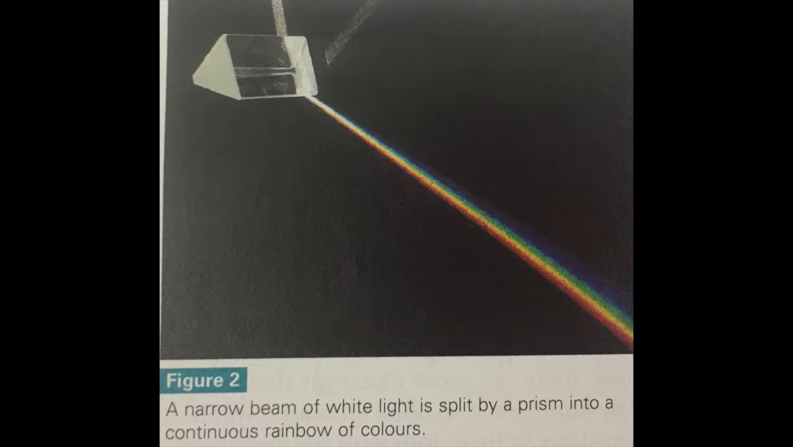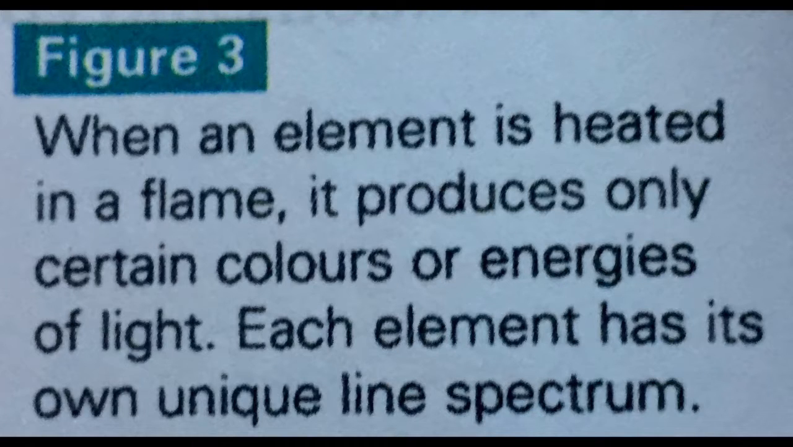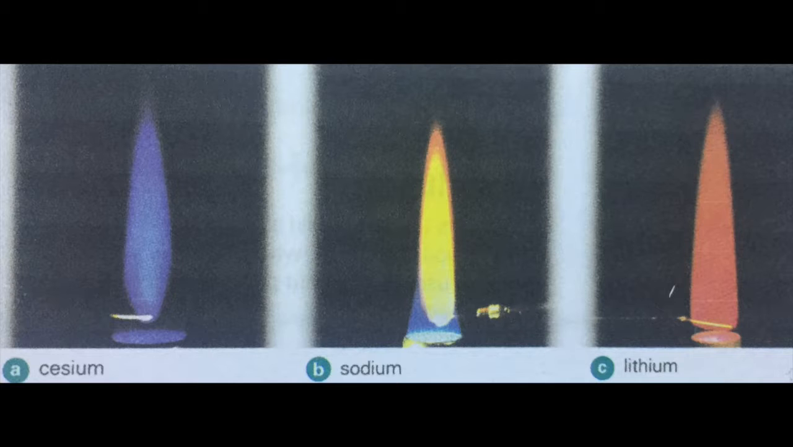When elements are heated in a flame, they show a few specific colors. Figure 3. When an element is heated in a flame, it produces only certain colors or energies of light. Each element has its own unique light spectrum. These specific colors seen through a spectroscope are called a line spectrum.